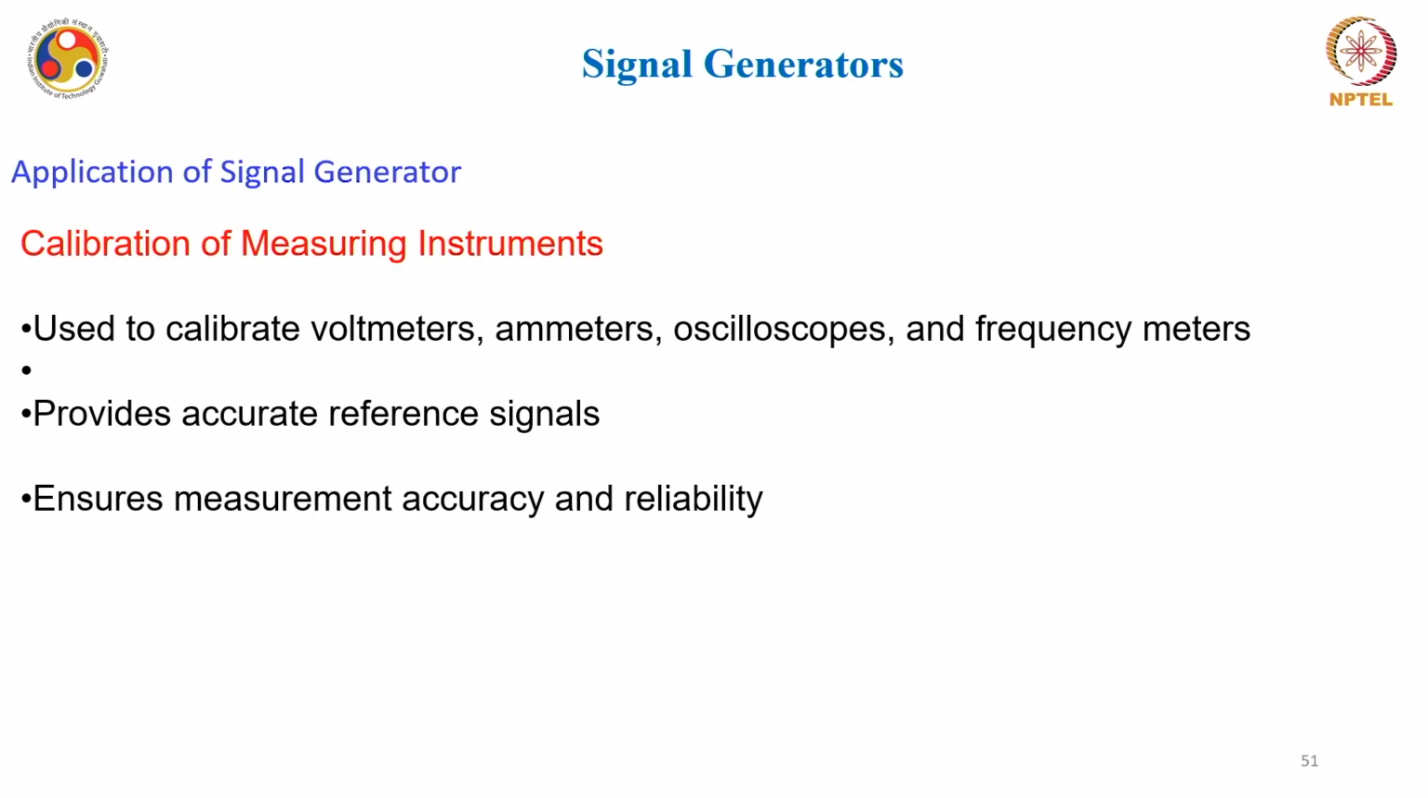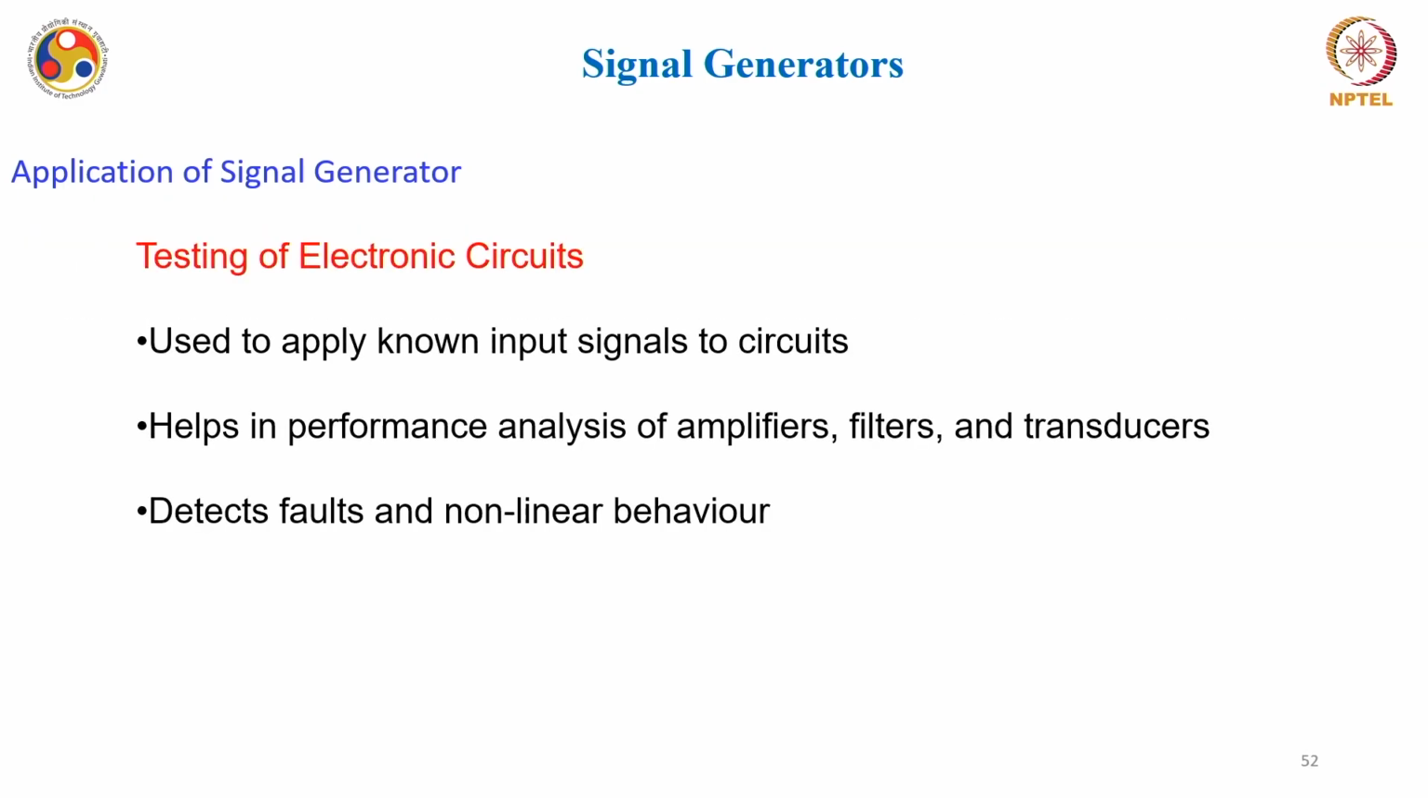Now these signal generators, and we have seen how to extend their range, can be used for multiple applications, particularly measurement and instrumentation. They are very popular in calibrating any measurement instrumentation. They can be used to calibrate any standard voltmeter, ammeter, oscilloscope or frequency meter. They provide accurate reference signals for all these instruments, and therefore they act as very good reference or calibration generators. They ensure measurement accuracy and reliability without disturbing any signal from these instruments.